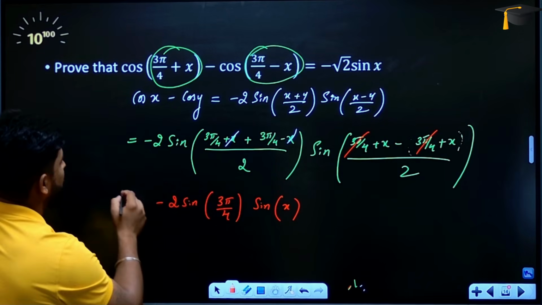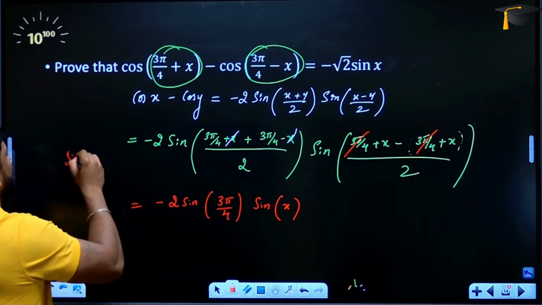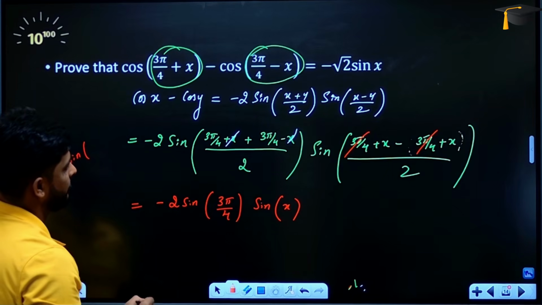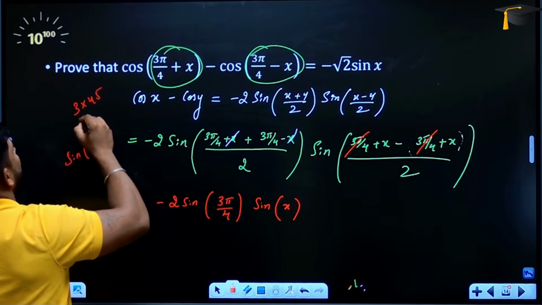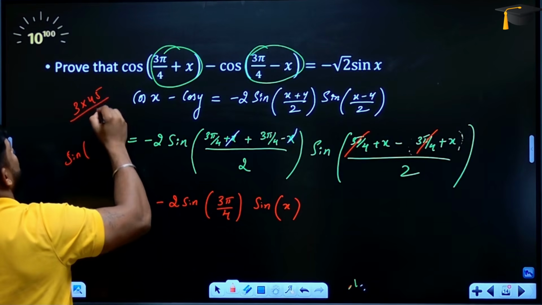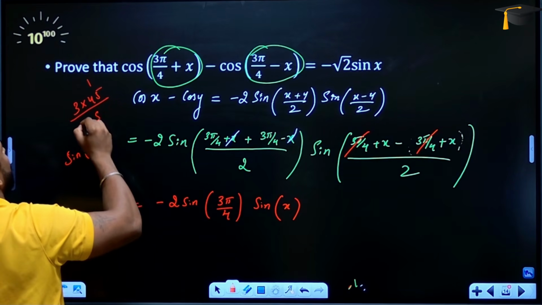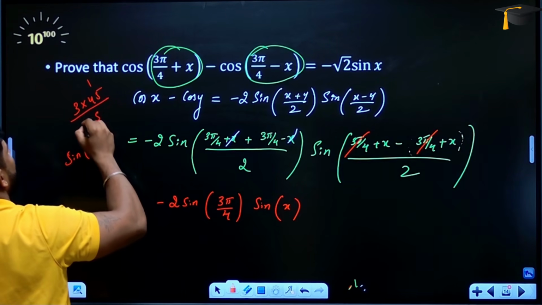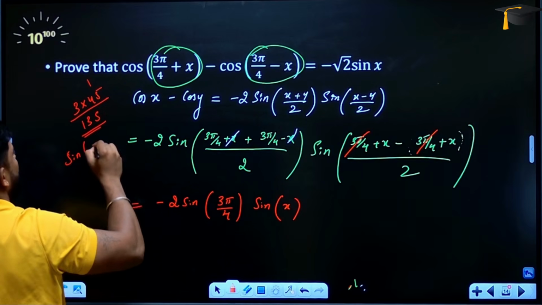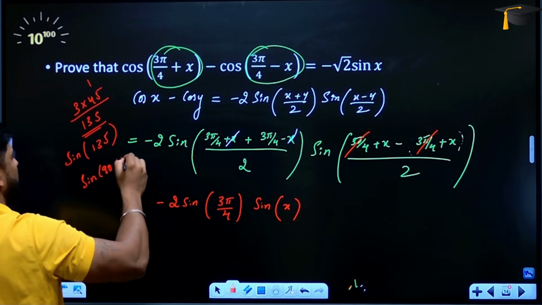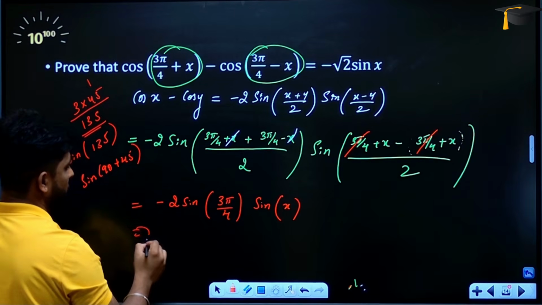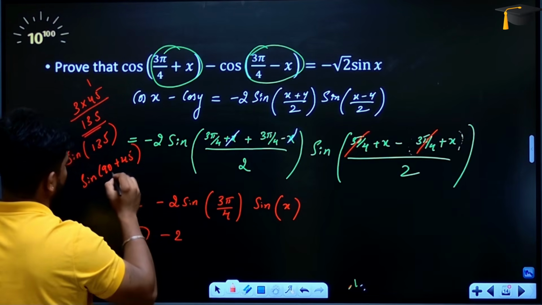Okay, now 3 pi by 4 is sine 135 degree. 3 into 45, how much is it? 3 5s are 15, 1 carry 3 4s are 12, 3 4s are 12, 1 13, 135 degree. Yeah, it is 135 degree. So it is sine 90 plus 45, can go like that, right? Okay, so this becomes minus 2 sine cos 45.